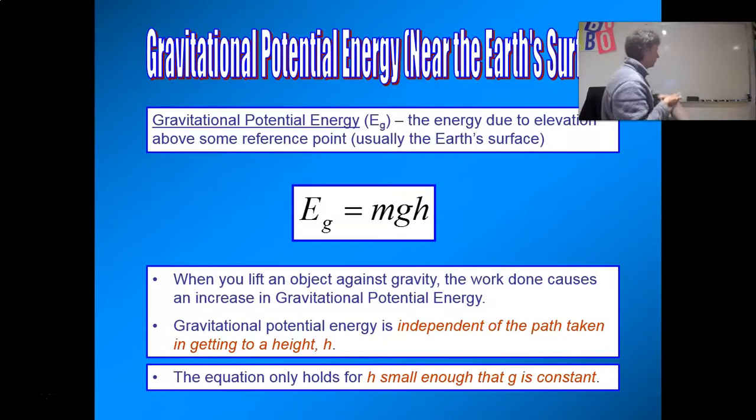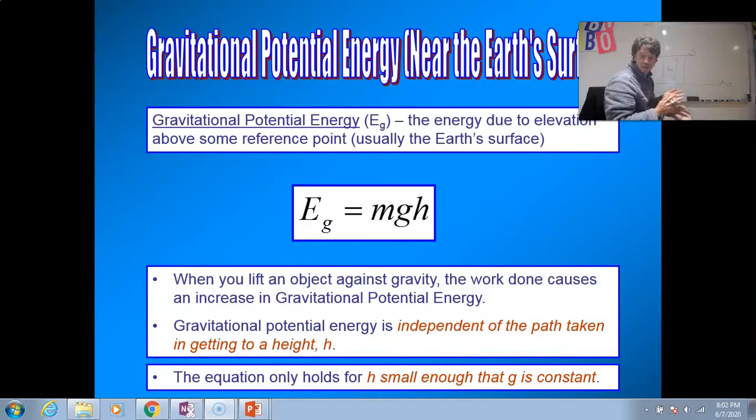So what do I mean by that? Let's say we have a table. Here's a table, and I put an apple on the table. Now let's say the table is exactly 1 meter above the ground. Now you can choose the ground to be your height of 0, in which case you can calculate the gravitational potential energy of the apple to be mgh, where h is equal to 1. And if the apple was 1 kilogram, that's a heavy apple, then that would be 9.8 joules.